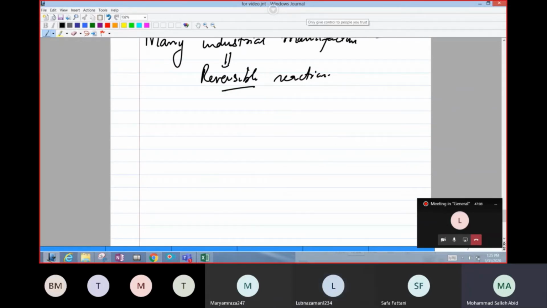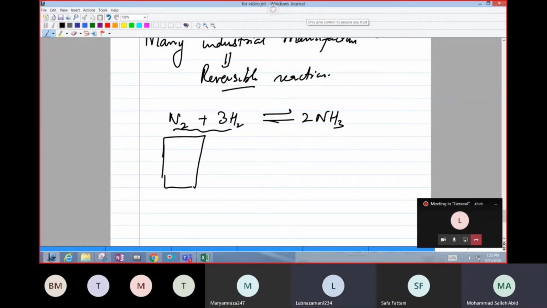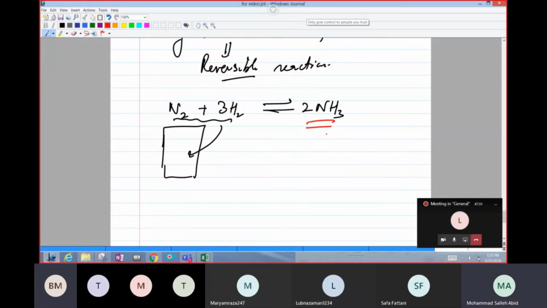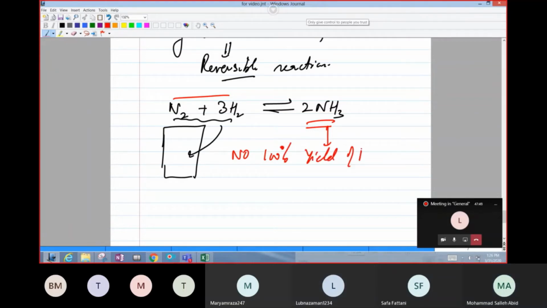For example, you have N2 plus 3H2. They put this in one container and then leave it. Before, what the industrialists used to do was put this in a container and leave it, thinking that when the reaction is complete, you will get 100% of the product. But what happens? An equilibrium is established. Yes, very good. So once it reaches equilibrium, the amount of this and this remains constant. So there is no 100% yield of the product. Is this thing clear?